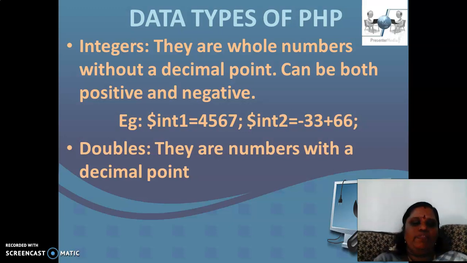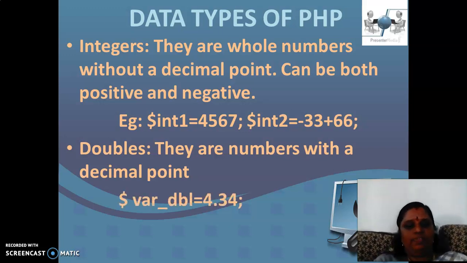The next data type is doubles. They are numbers with the decimal point. So doubles are nothing but numbers with decimal points, such as 4.34, 5.0, everything. So double consists of the decimal point, and integer is without a decimal point. These two data types are similar, but here the decimal is the only difference. Both deal with numbers.